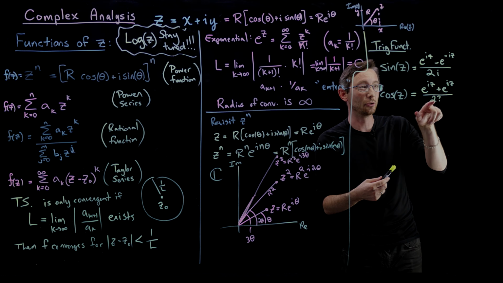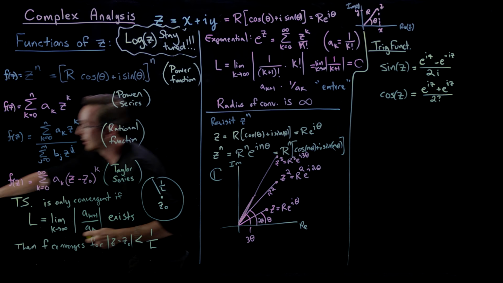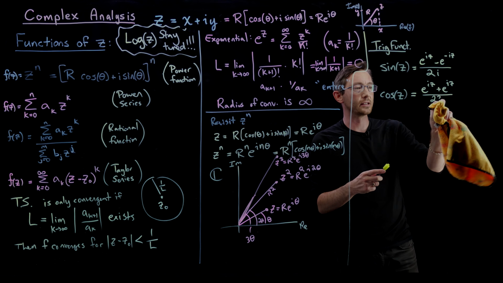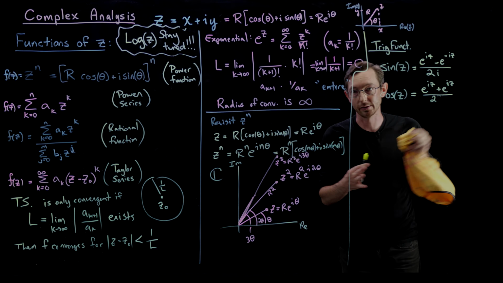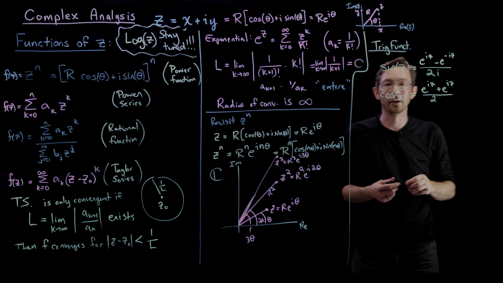I think this is a 2. It might be a 2i. You should check that. I'm pretty sure this is a 2. I'm going to go ahead and assume that this is a 2 because the i's probably have already canceled out. But I would like you to verify this property at home.